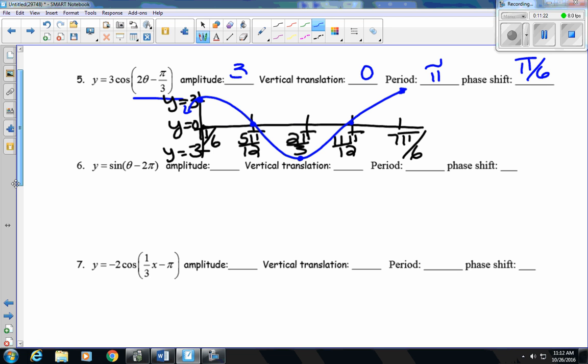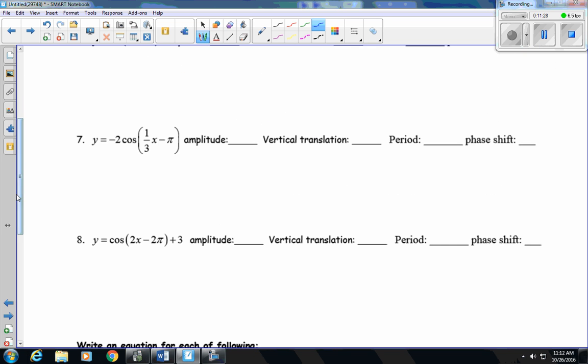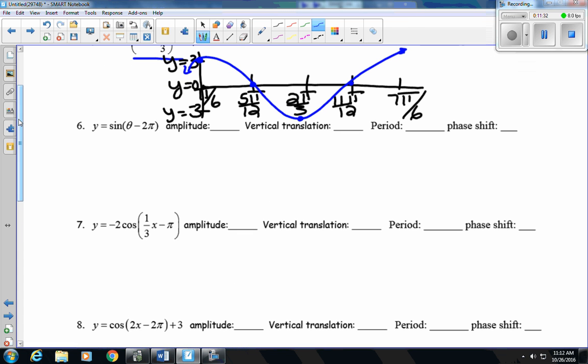Okay, we got to try several more before this will click. So don't get impatient with yourselves if you don't have it yet. Let's try the next one. All right, amplitude of the next one. 1. Any vertical translations? No.